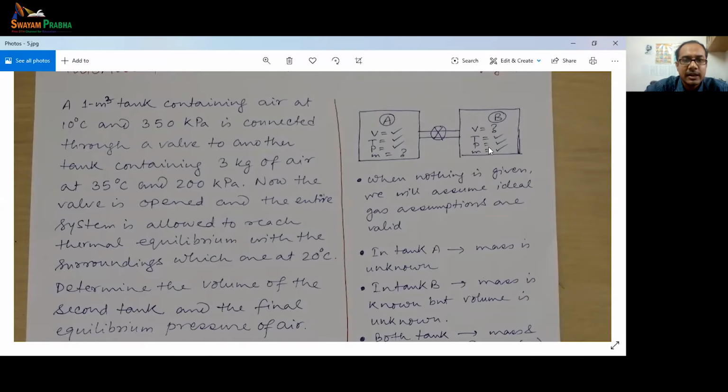For the second tank, you can see that mass, pressure and temperature are given, but the volume is not known for tank B. And for tank A, volume, temperature and pressure are all known, which are indicated with a tick mark, and the mass is not known for the first tank.